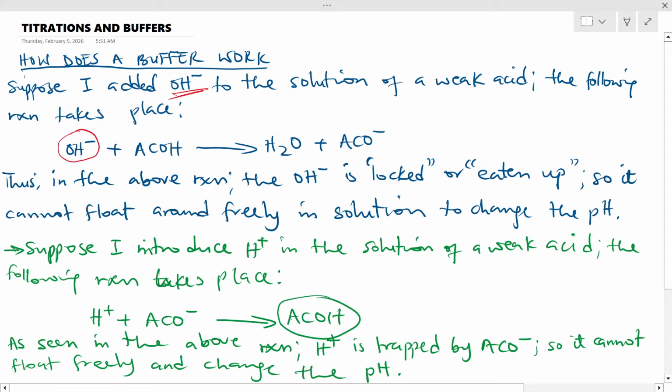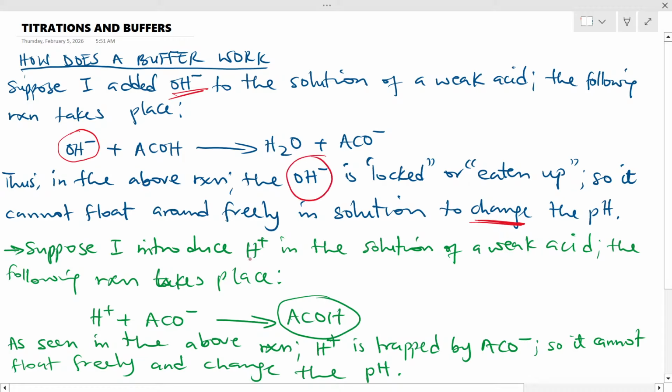So in the above reaction, we said this OH minus is locked, or eaten up. Because it is locked, it cannot float freely around in solution, and because it cannot float freely around in solution, it cannot change the pH, which is the control that buffers actually have. Okay, so that is for your OH minus, talking about the base.